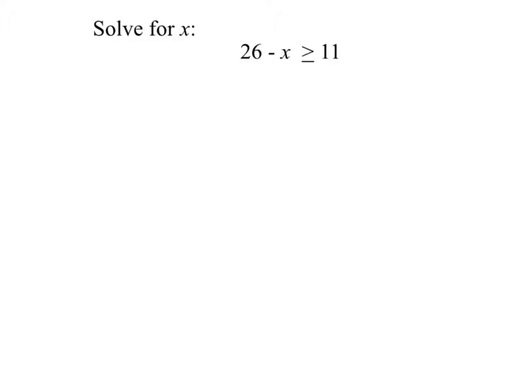Now for a little inequality review. Solve for x, and then we'll review. So for inequalities, I first want to get x by itself. I need to get rid of this 26. The 26 itself is positive, which means I need to subtract 26 on both sides. When the 26 cancels out, I see that I'm left with a negative x. So negative x is greater than or equal to 11 minus 26 is negative 15.